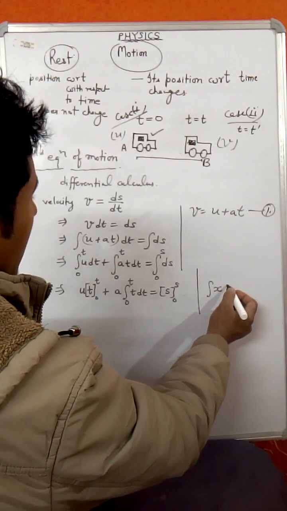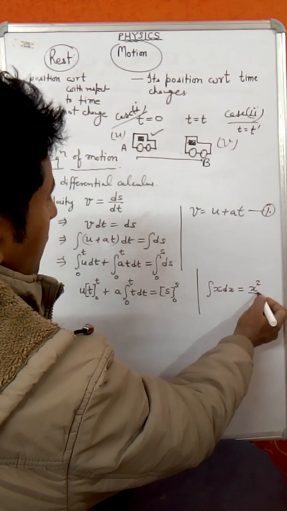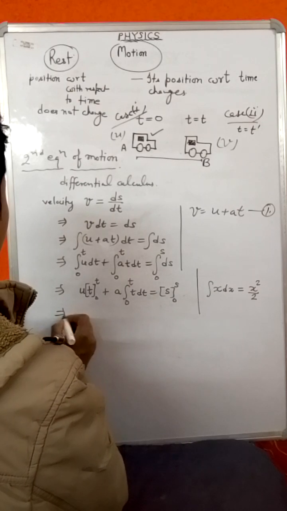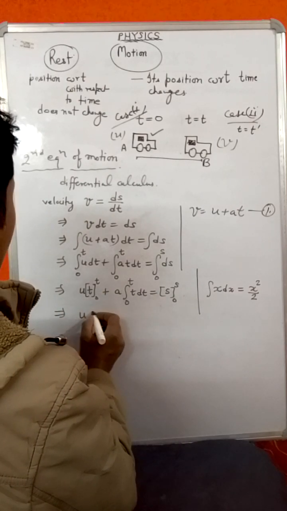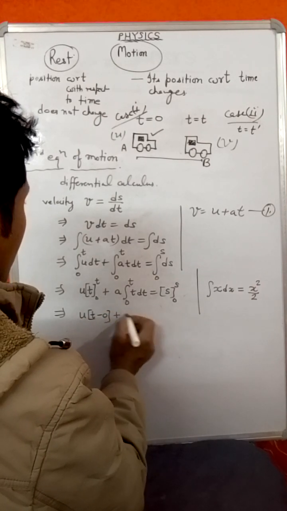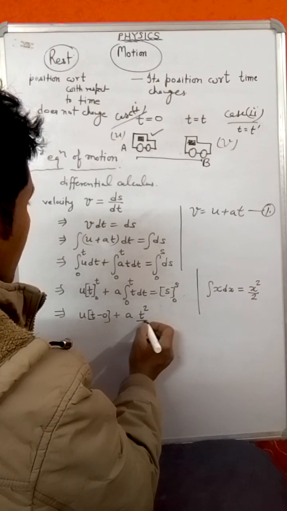Now as we know, integral x dx is equal to x square by 2, right? So hence this will be a, then t square by 2.